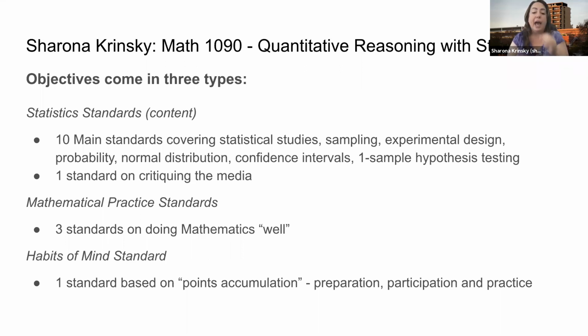I also have 1 habits of mind standard. This standard, for ease and convenience and logistics, is a points accumulation standard. We have this massive pile of points available, usually about 1,000, and students choose how to pile up 700 of them. This is by either showing up to class. There's a partial flip on this. If they read the book ahead of time, they get some points. If they do some video watching, they get some points. If they do some homework, they get some points.